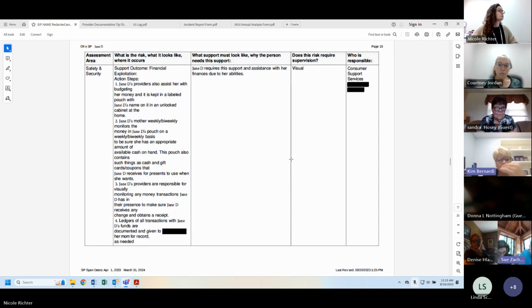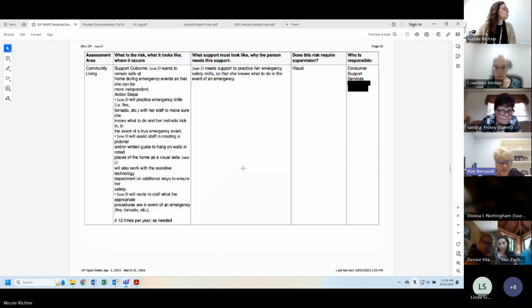All right. Support outcome, financial exploitation. So you take these and you put them on your documentation sheets. J&D's provider also assists her with budgeting her money and it is kept in a labeled pouch. So you can just put assist with money and budgeting. You don't have to put every specific thing in there, but just break it down to assistance with budgeting, money, and probably keep a ledger. So that's all about her money. Okay, ledgers of all transactions.